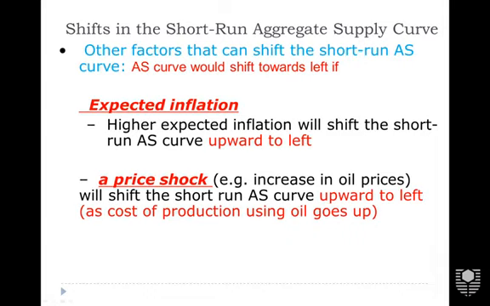Other factors can shift the short-run aggregate supply curve. Now we are talking about a shift towards the left. Higher expected inflation will shift the short-run aggregate supply curve towards the left. If there is a price shock, for example an increase in oil prices, oil could be a raw material that firms use in manufacturing many products. So the cost of production goes up. Oil is also used in transportation, so transportation cost goes up. That means the cost of production goes up for the firms, and hence the short-run supply curve would shift towards the left.